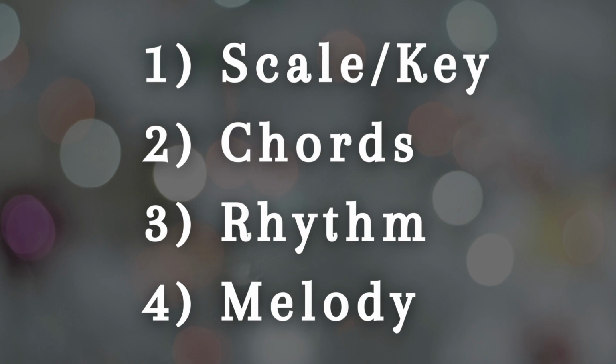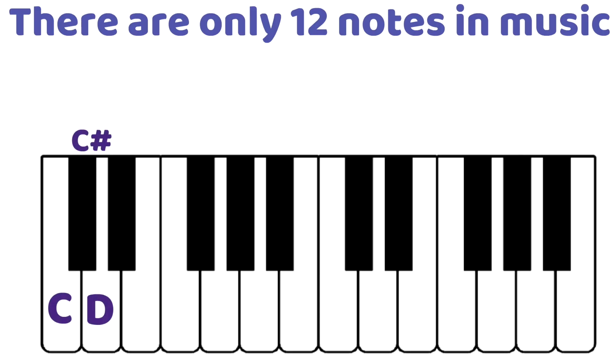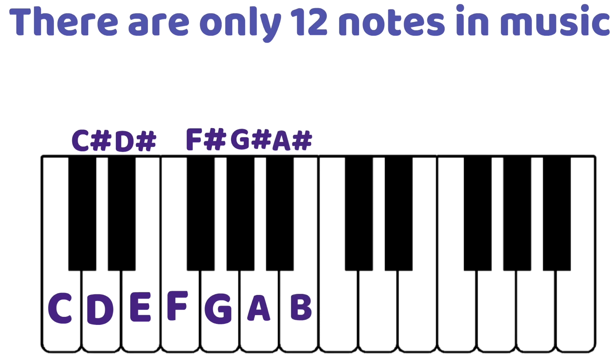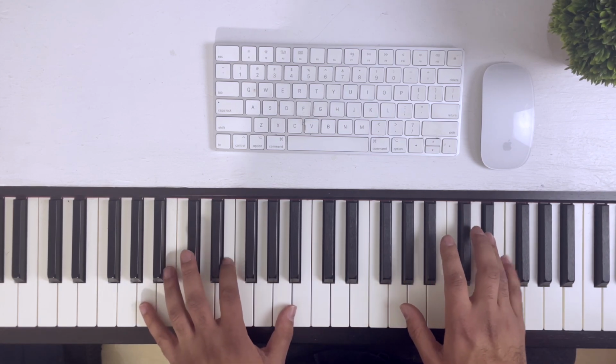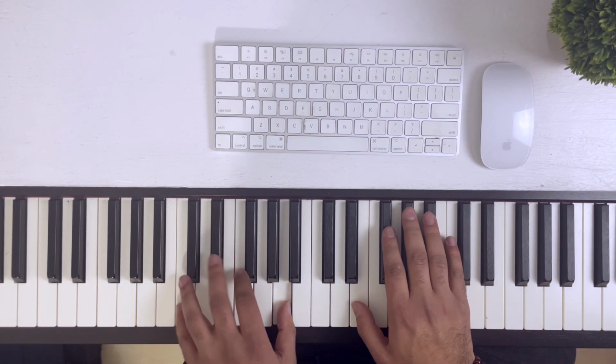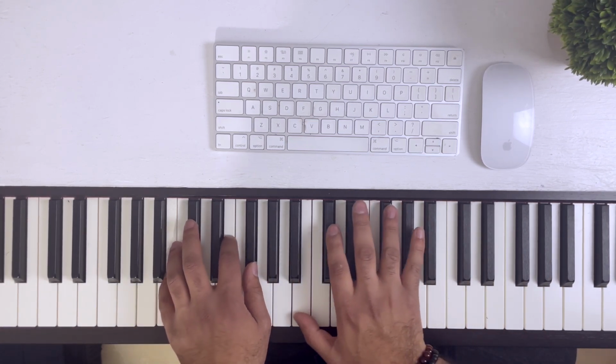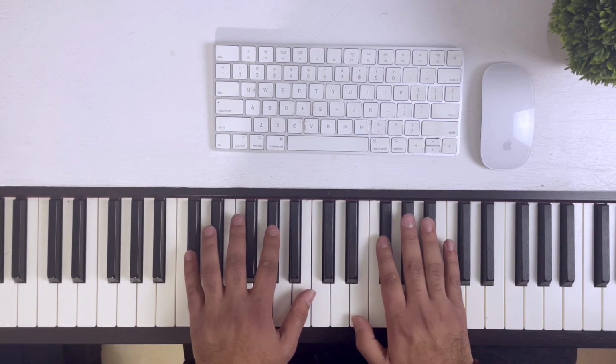Let's get into it. So what is a scale or key? Well, if you look at a piano, there are 12 notes. If you were to play these 12 notes at random, some may sound good together, but others won't. You need to play a combination of some of these notes in order for them to sound good. And this combination is called a scale, which is usually grouped in 7 notes. In this song, Everglow by Coldplay, I'm playing a specific scale called the E major scale.